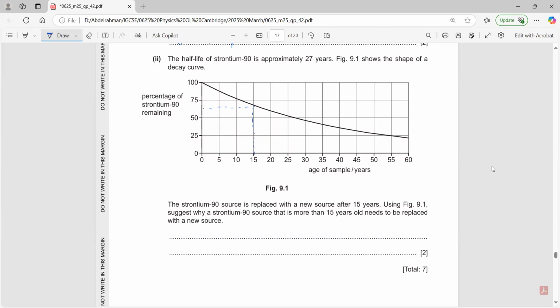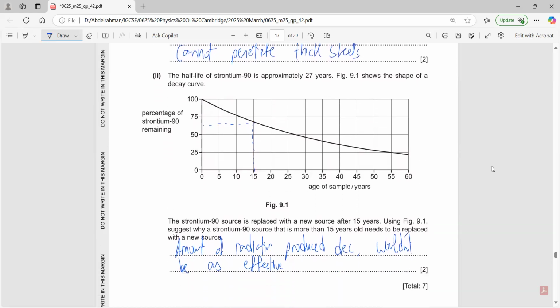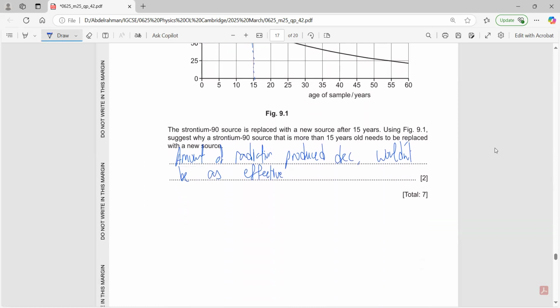So basically, you need to say that the amount of radiation produced decreases. Therefore, it wouldn't be as effective. Initially, it could pass through the 0.75 millimeter thick sheet. Finally, after 15 years, it might not be able to penetrate the thick sheet or the thin sheet.